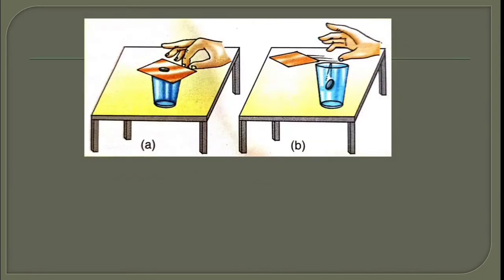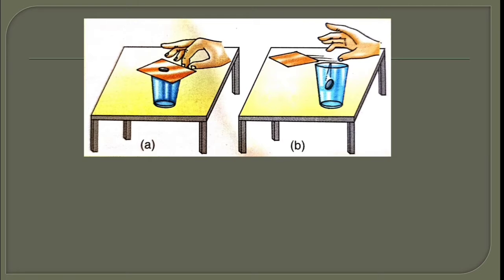From this figure it is clear that figure A represents the arrangement in which a glass tumbler is placed on the top of a table, and over the glass tumbler a stiff card with a coin placed at its center is placed. Now what happens when we give a sudden flick to the card? You can see from figure B that the card flies off while the coin falls into the glass tumbler.